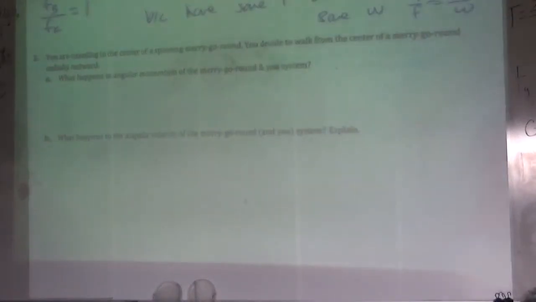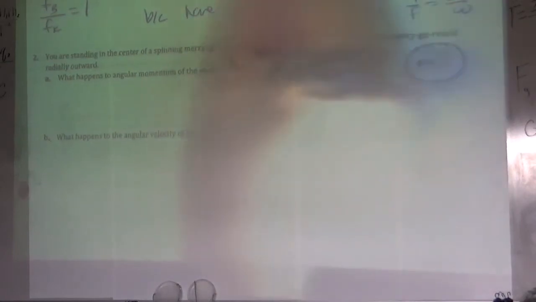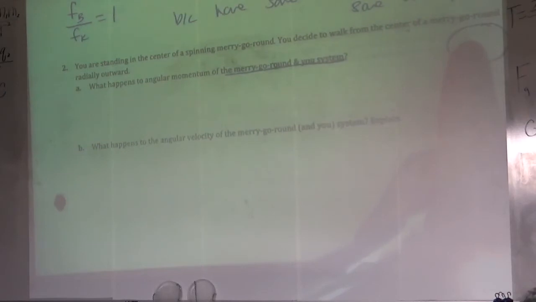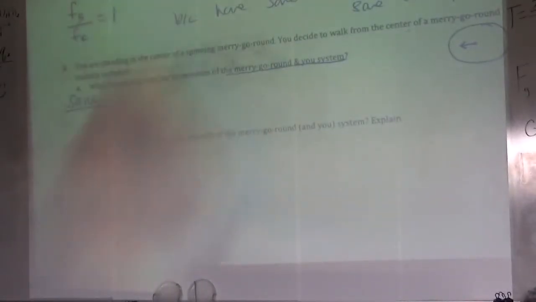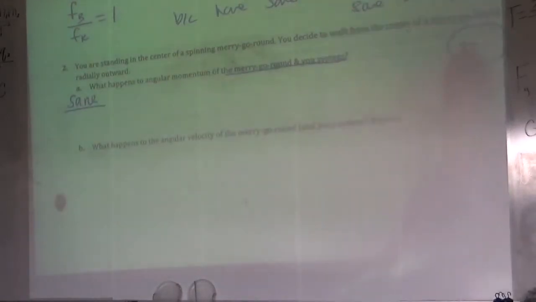Right, you are standing in the center of a spinning merry-go-round. You decide to walk from the center radially outwards. If you walk outwards like this, what happens to the angular momentum of the merry-go-round and the system? So if you are walking outwards, you are definitely changing the inertia and changing the angular velocity, but you would not be changing the angular momentum. So this is going to stay the same because there's no external torque, right?